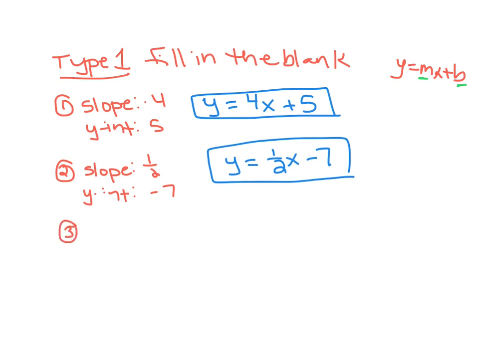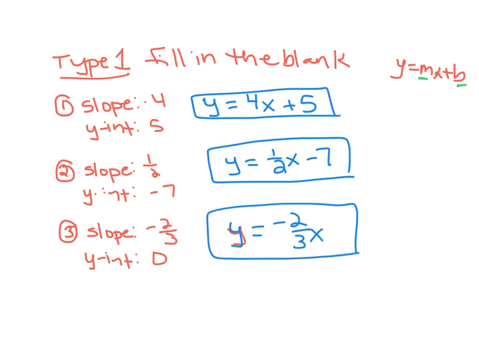All right, if we have slope -2/3, y-intercept 0. Okay, remember this one. Y equals, let me go back to blue, y equals -2/3 x. You don't put the plus or minus 0.